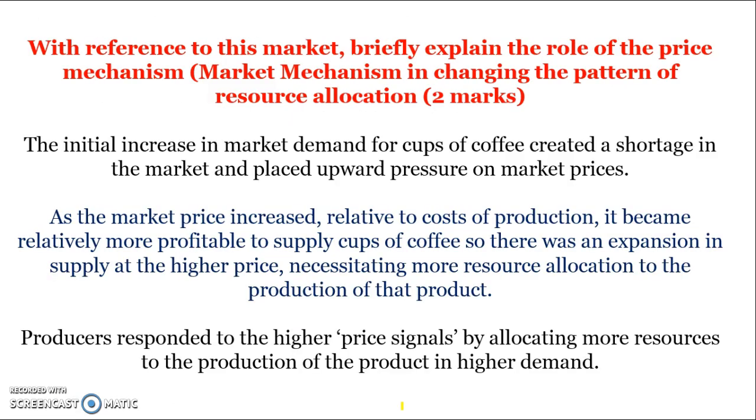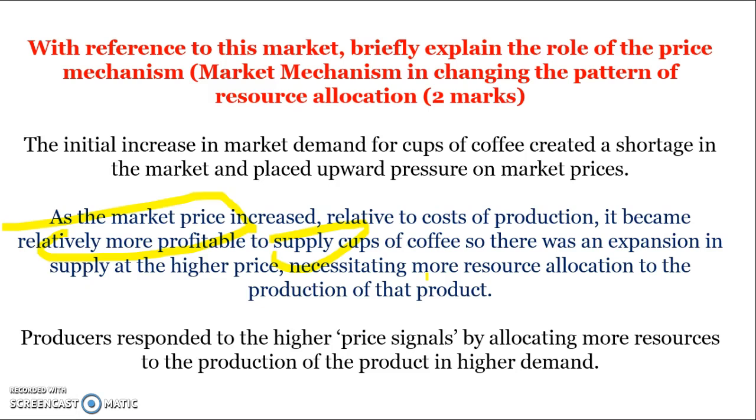The third question was, with reference to this market, briefly explain the role of the price mechanism in changing the pattern of resource allocations, which is a fancy way of saying, in this market, what impact did the change in prices have on how resources were allocated? So the initial increase in demand for cups of coffee created a shortage and placed upward pressure on market prices. As the market price increased relative to cost of production, it became relatively more profitable to supply cups of coffee, so there was an expansion in supply and more resources were allocated to production of that product. This is because producers respond to the higher price signals and would allocate more land, labour and capital resources into the product because it's more profitable.